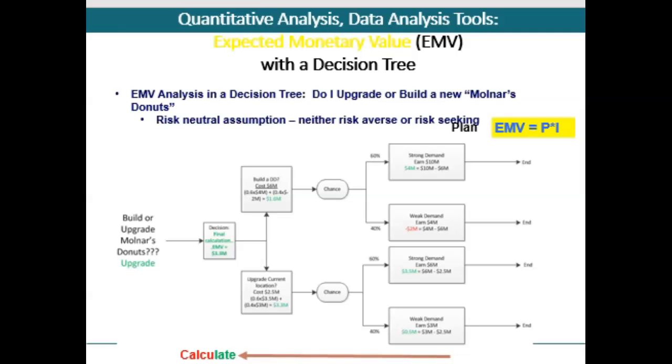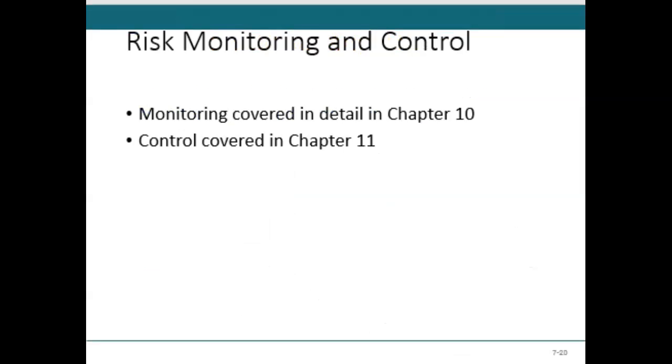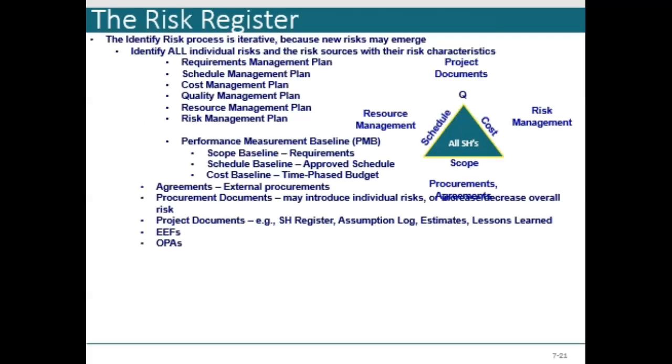But not today. This is EMV inside a decision tree. The basic formula for the expected monetary value is probability times the impact. Then I want to control risks. Once my project is underway, I'm looking to control risks, and we'll talk more about this in coming lessons.